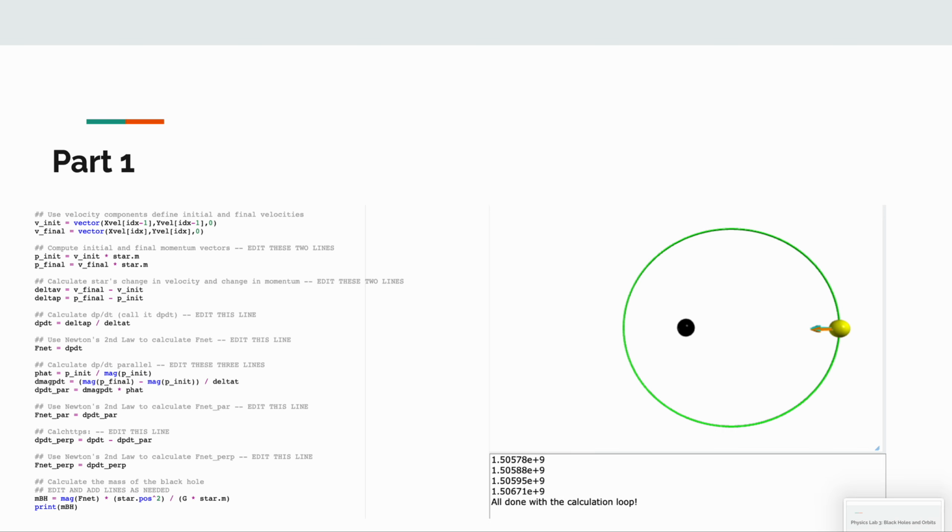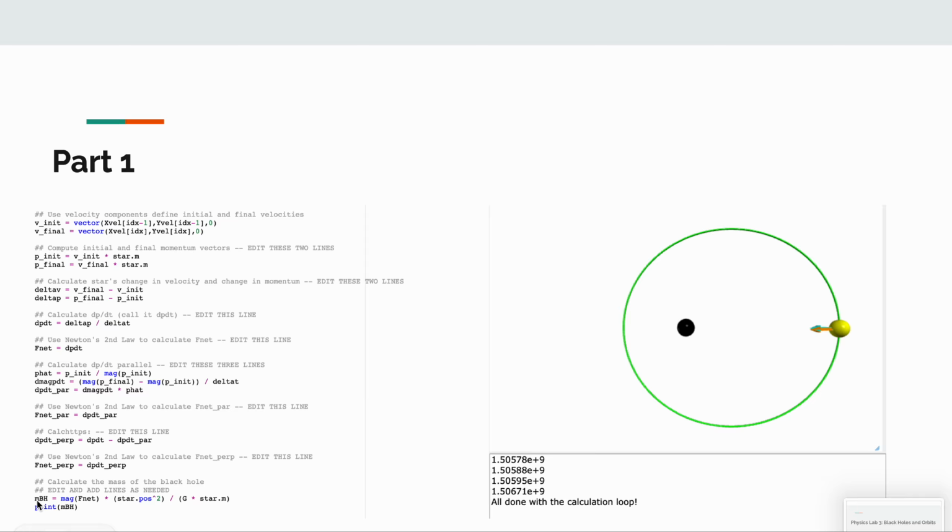For the first part, you can see right here, I created equations for the initial and final momentum, and then using these equations, I was able to create equations for the change in velocity and the change in momentum using the initial and final velocities and the initial and final momentums. And then through the next few lines, I was able to calculate the F net perpendicular and F net parallel.